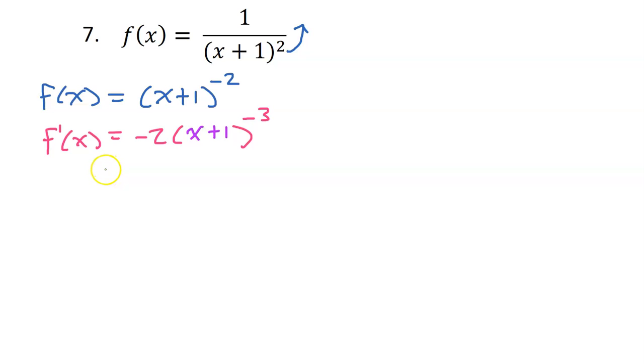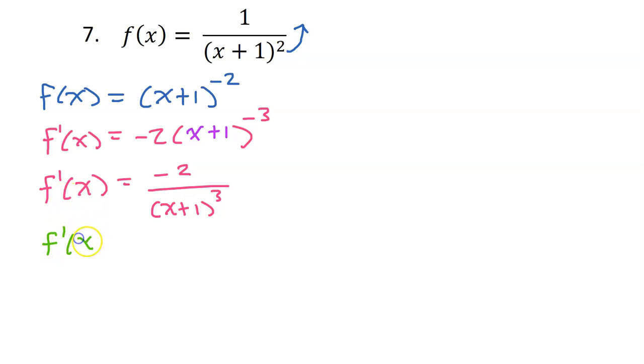Next we need to find the critical numbers. Actually, I'm going to rewrite this without the negative exponent to make it easier to see my next point. I'm going to drop this factor down to the denominator because of the negative 3 power. So we have negative 2 over x plus 1 to the third power. So the critical numbers are where the derivative is either equal to 0 or where the derivative is undefined.